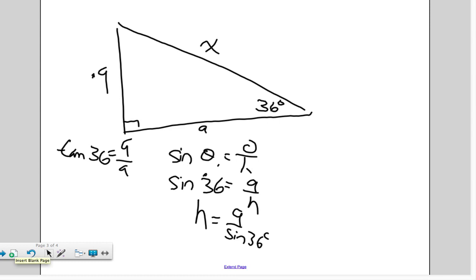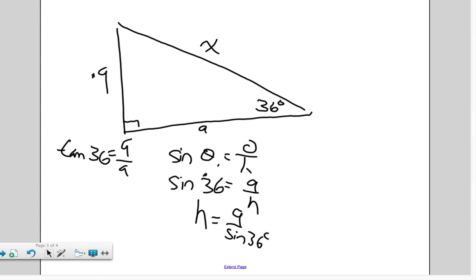So this would have been a lot easier to do. We know we're going to get the same answer, and that's what the previous slide was showing. But this is a lot easier than solving for A and then using the Pythagorean theorem to get x. Nothing wrong with that, but I was just trying to teach you to be a little more efficient. So this is why you want to understand all three trigonometry functions.